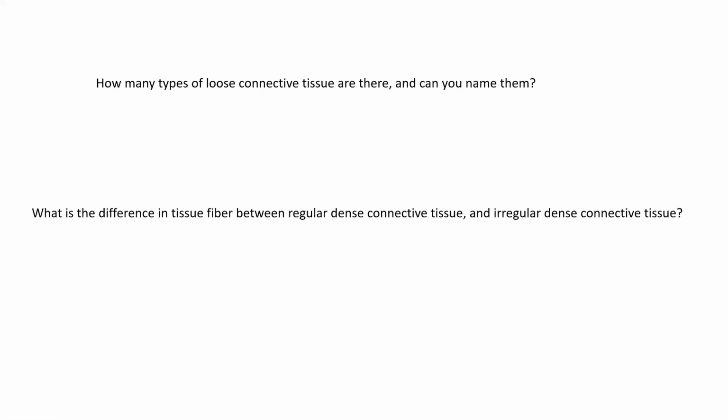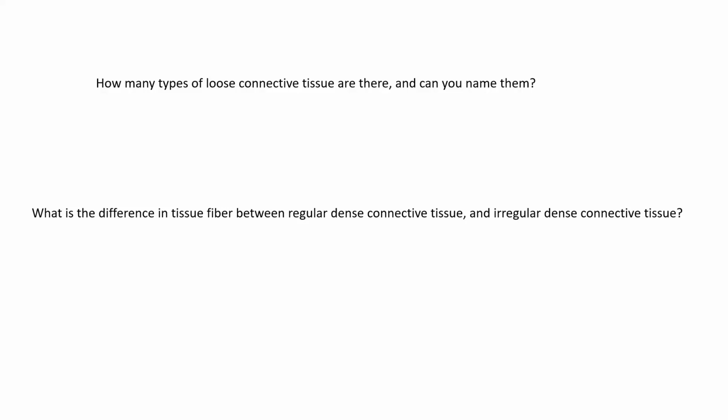How many types of loose connective tissue are there, and can you name them? There are 3 types of loose connective tissue. The first is adipose tissue, the second areolar tissue, and the third is reticular tissue.